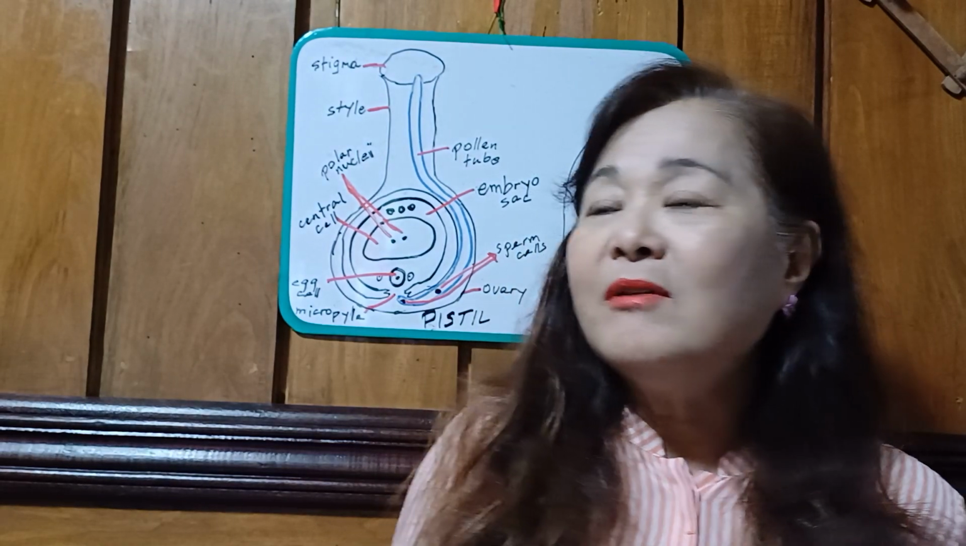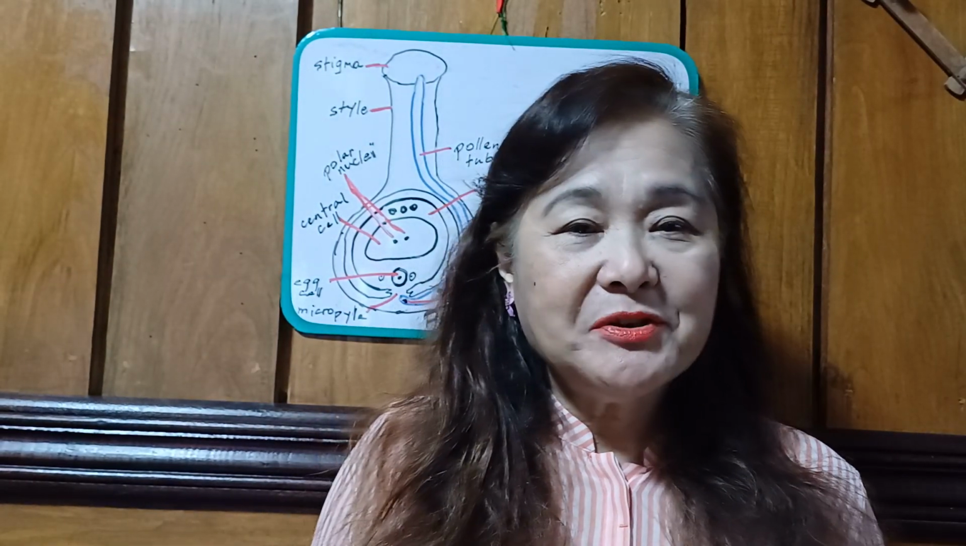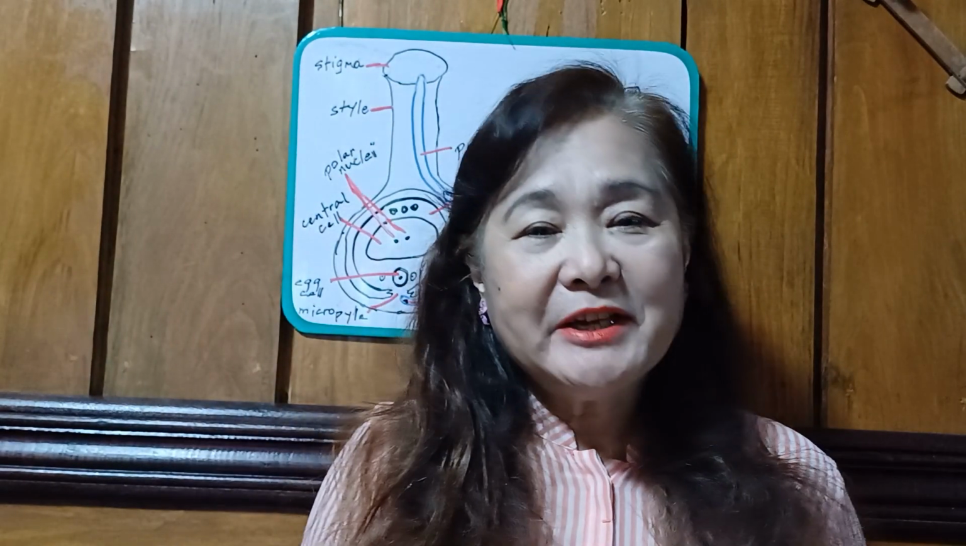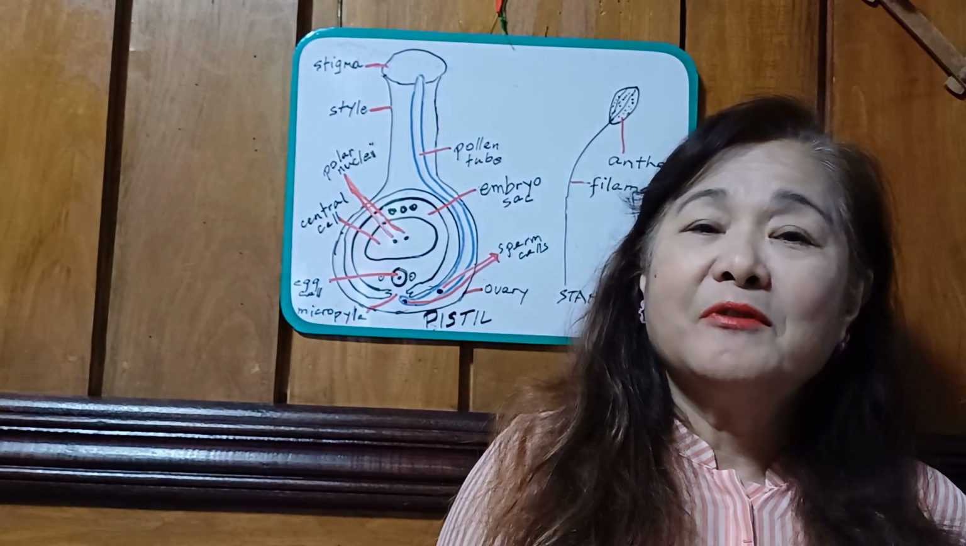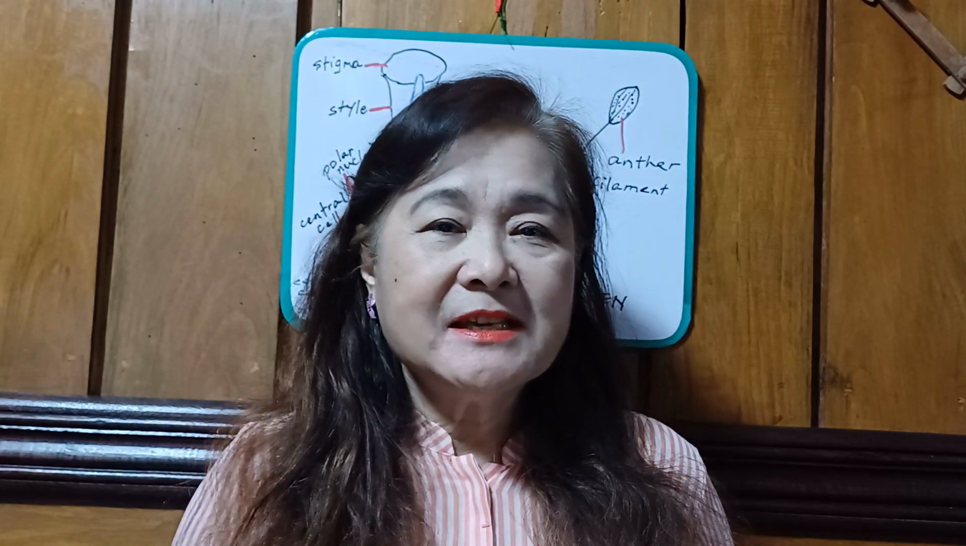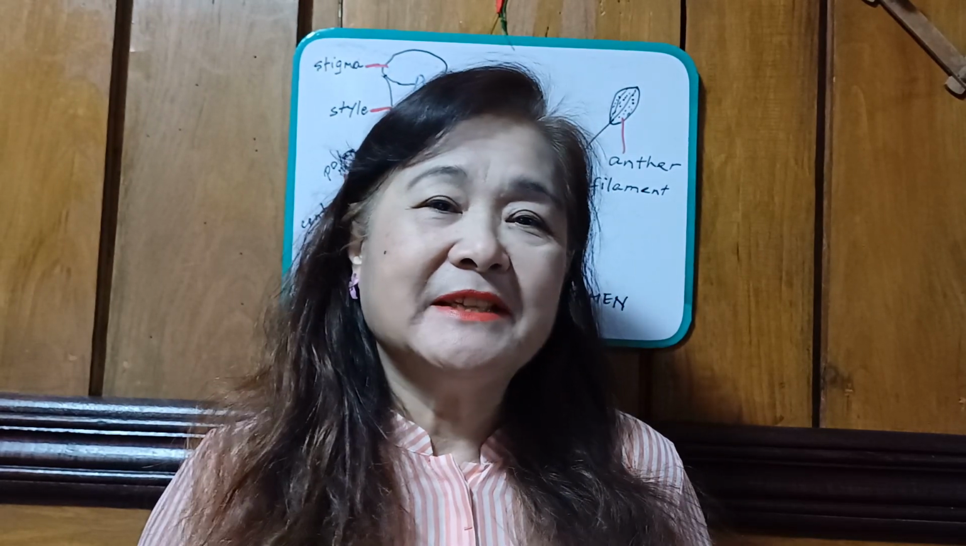Today I'm going to talk about pollination and double fertilization in plants. So what is pollination and how does it differ from fertilization? Well, pollination is the transfer of pollen grains from the anther to the stigma.